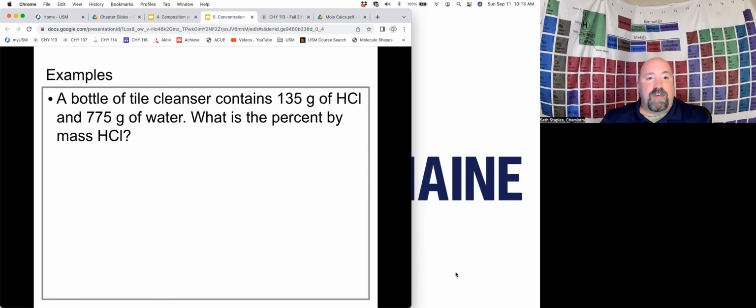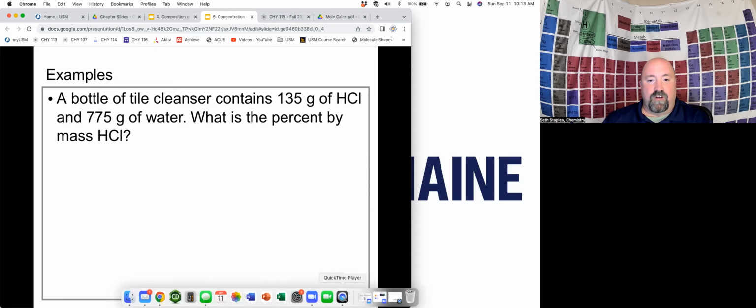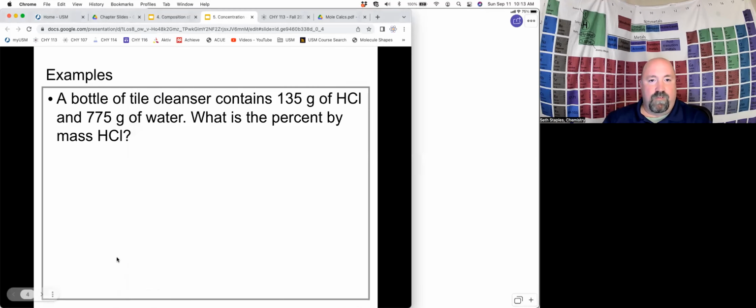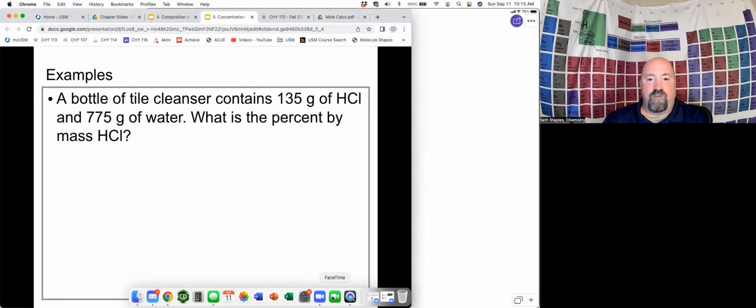Let's look at an example calculation here. A certain bottle of tile cleanser contains 135 grams of HCl and 775 grams of water. We want to know the percent by mass of HCl. Let's take a look at that calculation. So we have 135 grams of HCl and 775 grams of water.